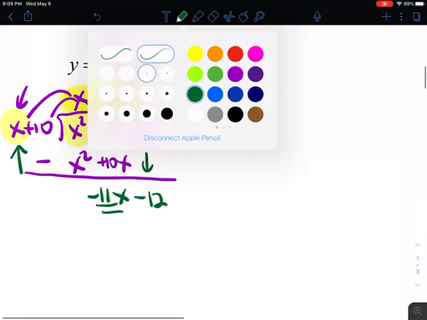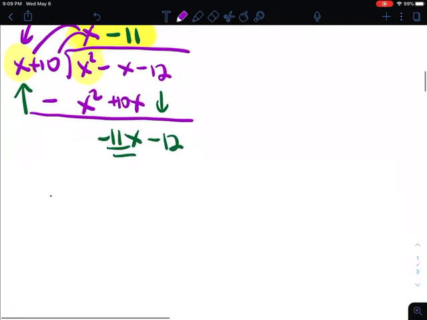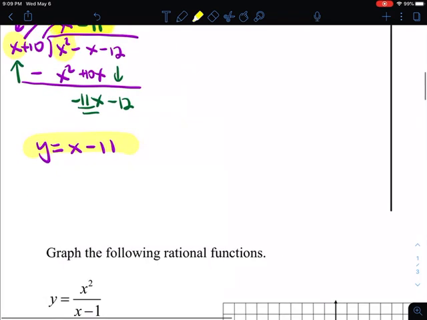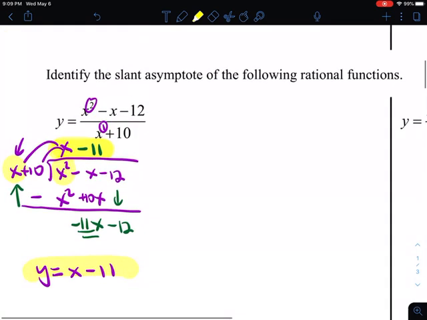So it's going to be x minus 11. So that's going to be our slant asymptote. It's going to be a diagonal line, y is equal to x minus 11. Okay, so this, we're not going to graph it right now. We'll do some graphing later on, but that's going to be our slant asymptote.